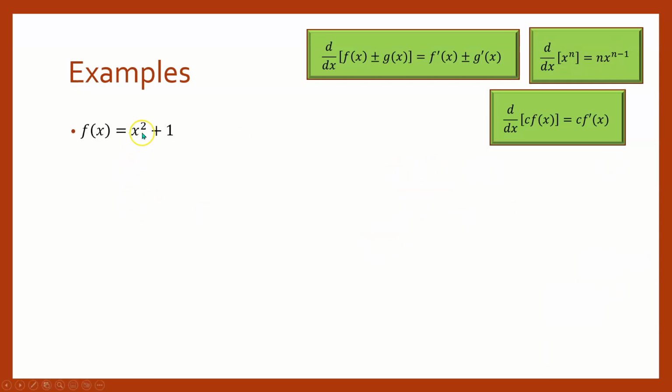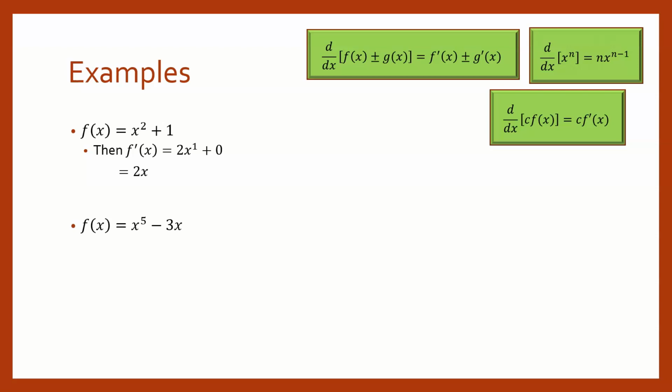If f of x is x squared plus 1, the derivative should be the derivative of x squared, which is 2x, or 2x to the first power, plus the derivative of 1, which would be 0. So that, of course, simplifies to just 2x. If f of x is x squared plus 1, f prime of x is 2x.